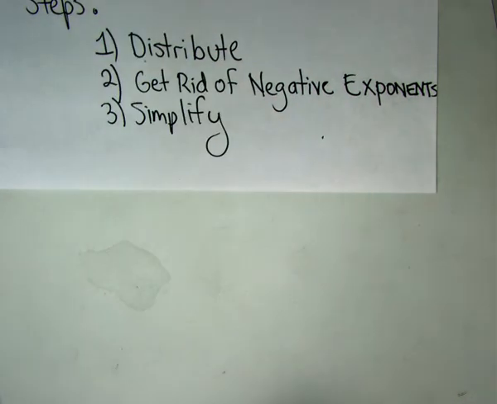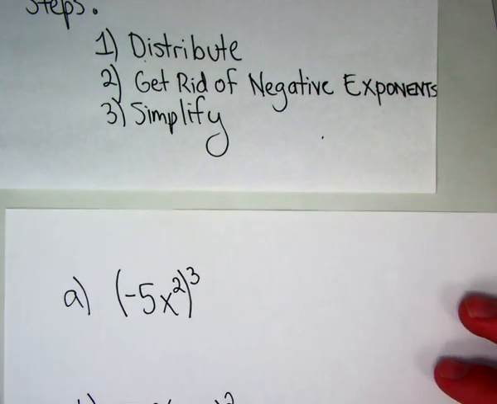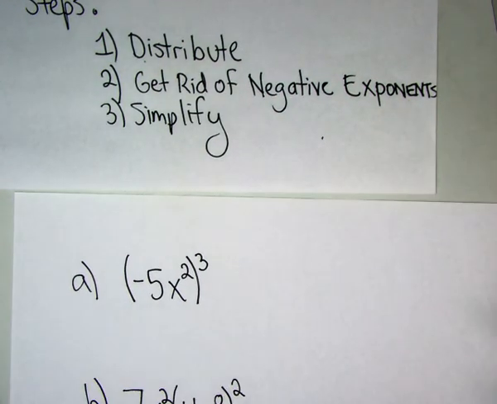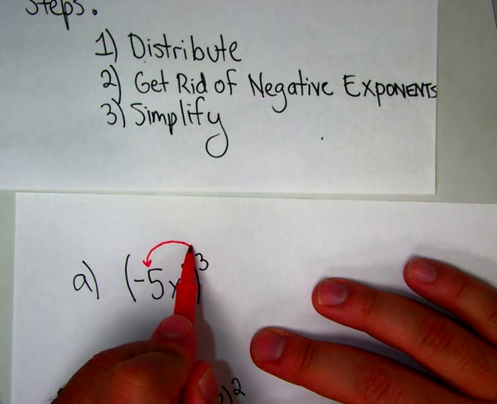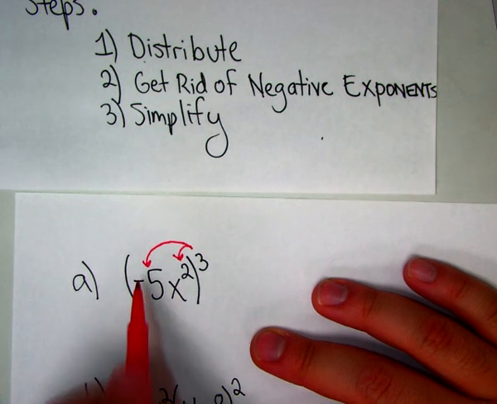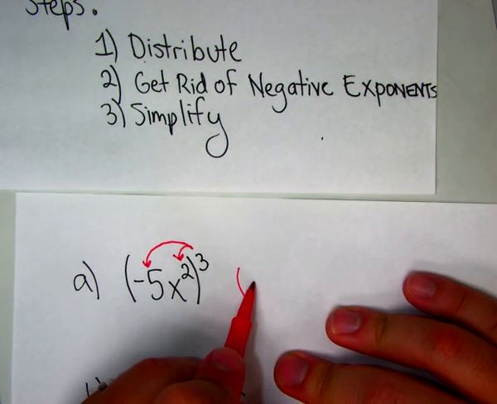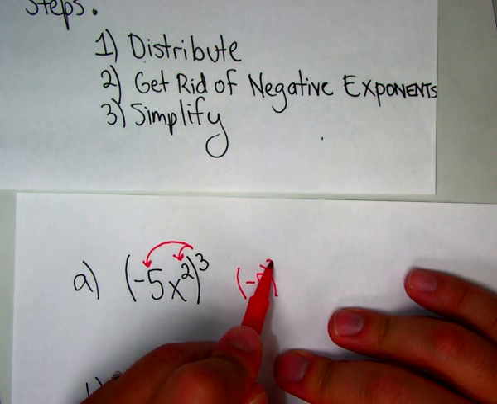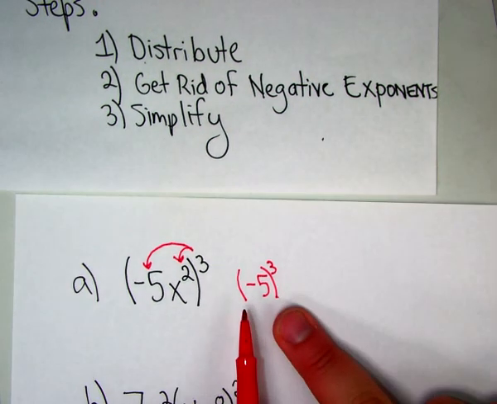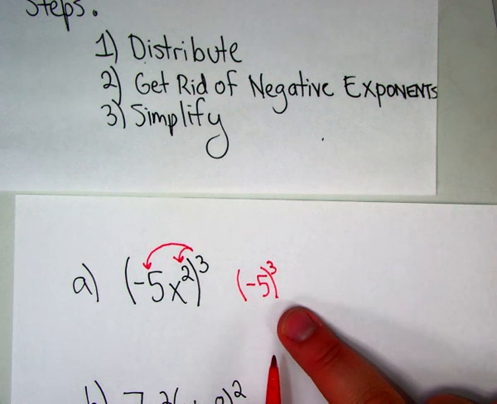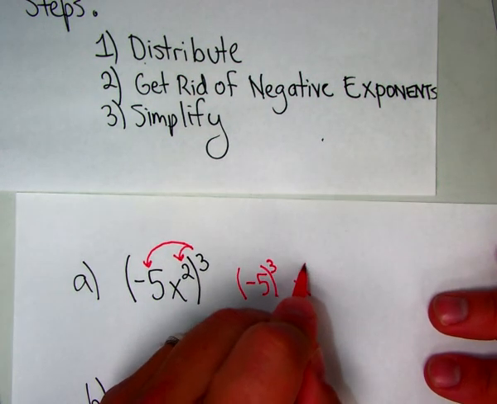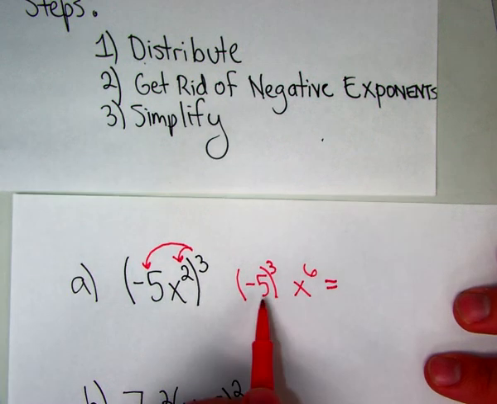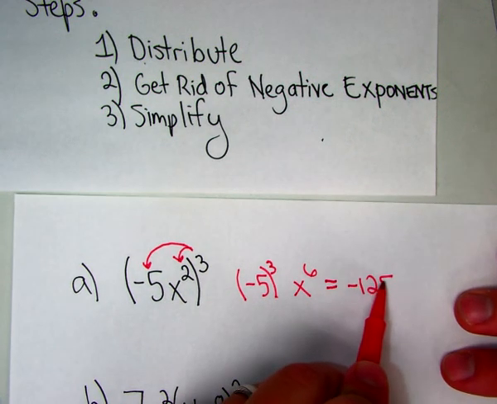Okay? Let's do letter A right here. Negative 5x to the second raised to the third. Okay? Step 1. Since we have parentheses and we have a power outside, we're going to distribute. This 3 will get distributed to everything inside the parentheses. So this negative 5 is going to get it as well. So we're going to make that a negative 5 raised to the third. Notice where I put the parentheses. We did this earlier. I keep the negative inside the parentheses. Power to a power, 2 and 3. We get x to the 6th. And then just simplify. Negative 5 to the third is negative 125, x to the 6th.